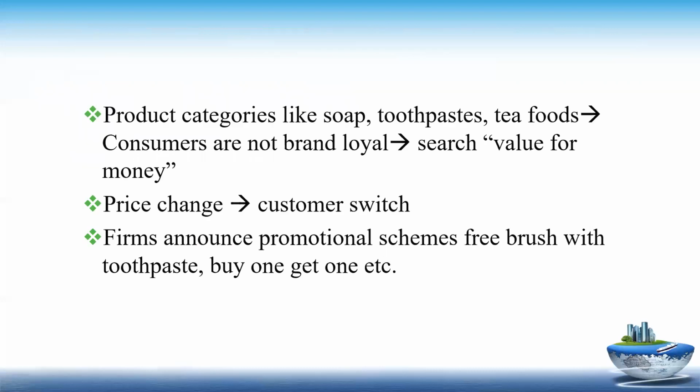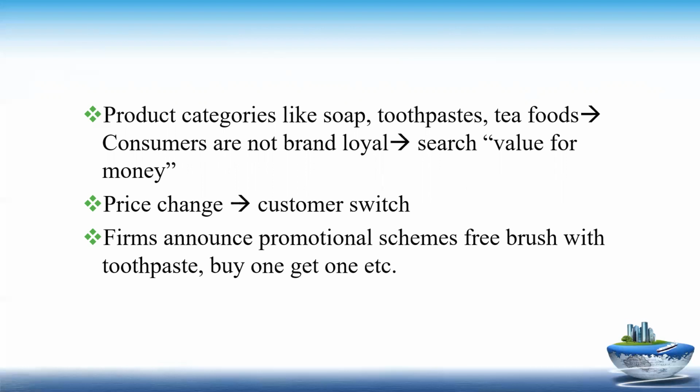But in product categories like soap, toothpaste, tea, and foods, consumers are not brand loyal. They will look for value for money. If a particular brand is giving more than another brand, they will go for the first brand. So even if there is a slight change in the price, they will switch to another brand.